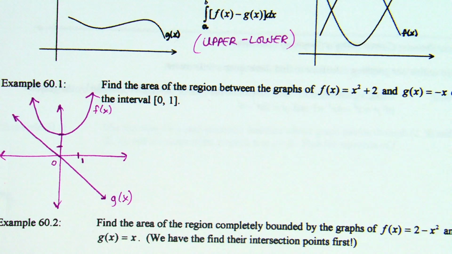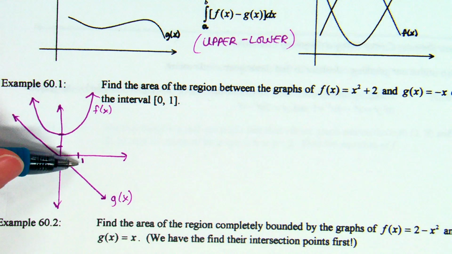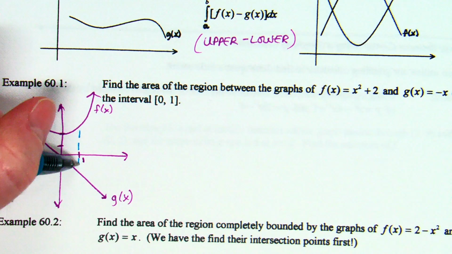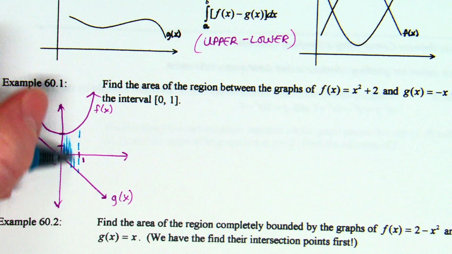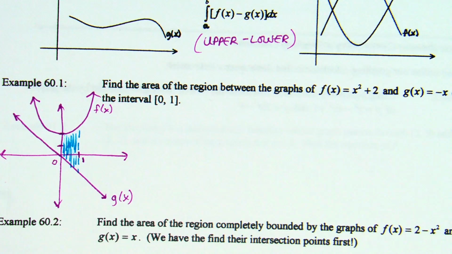Okay, so the 0 to 1 are my x values. So do you see where we're finding the area? It's the area between the graphs, so between my parabola and my diagonal line on the interval 0 to 1. So that means from where x equals 0 to x equals 1. So do you see what we're doing here? If I draw a dotted line here at 1, how about my blue shaded area there? Is that what you were envisioning?